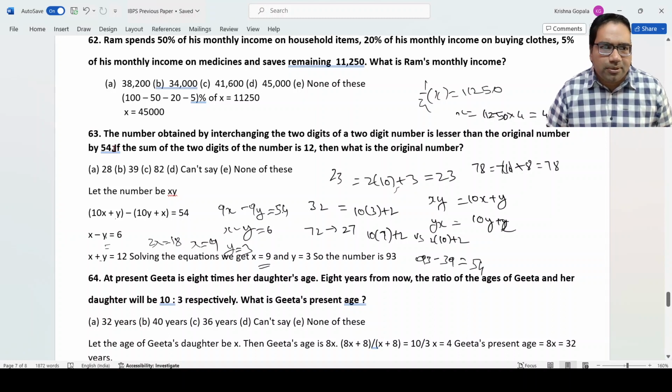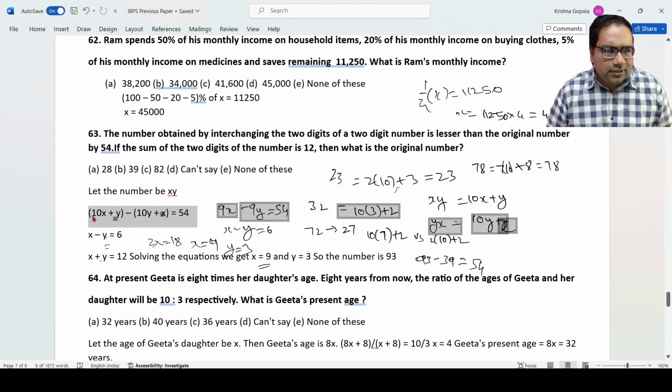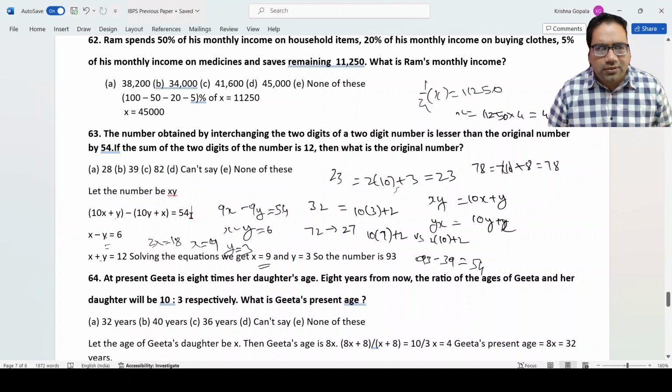This is also an easy problem. The only trick is to write this equation correctly. If you are able to write this equation, 10x plus y minus 10y plus x equals 54, then we are done. The other equation we anyway know. So this is an easy problem.